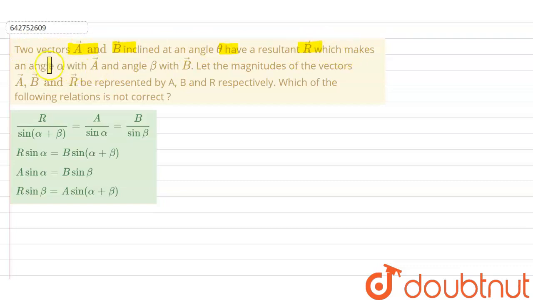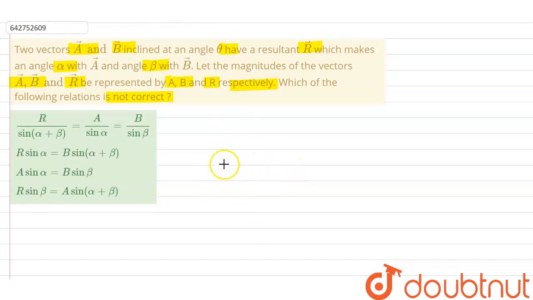Question is, two vectors A and B inclined at an angle theta have a resultant vector R, which makes an angle alpha with A and beta with B. Let the magnitudes of vectors A, B, and R be represented by A, B, and R respectively. Which of the following relations is not correct? We have to choose the incorrect option in the given four options.